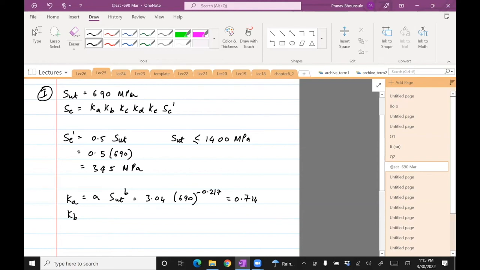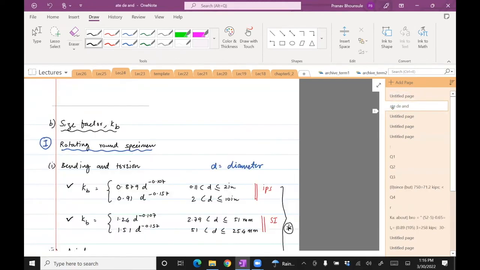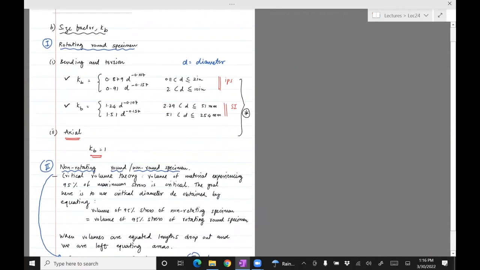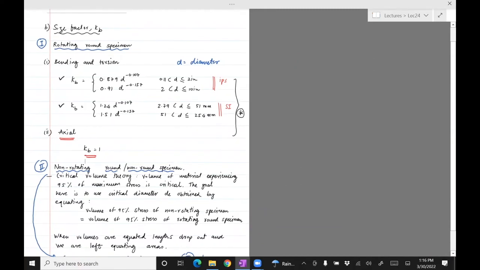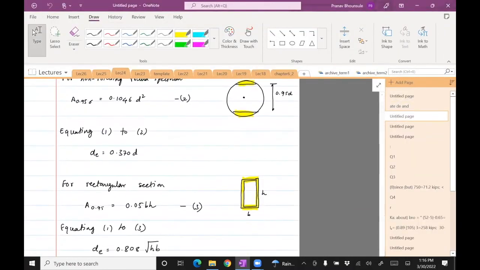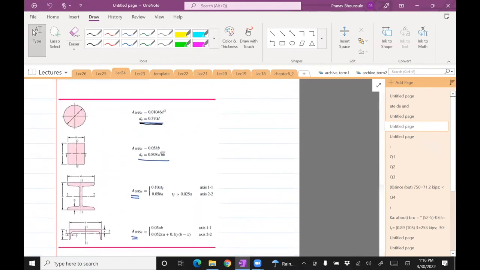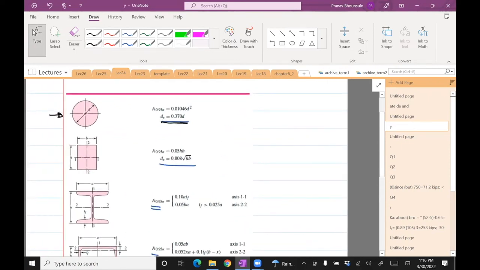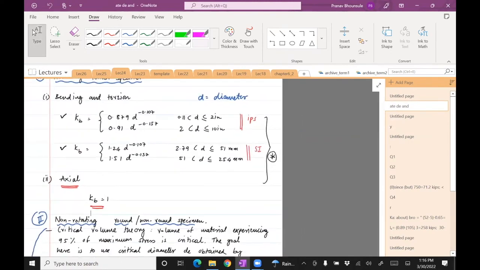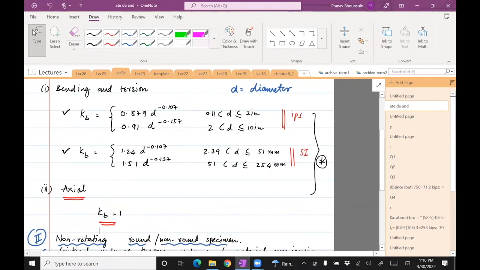Okay, KB. It's a size factor. So there are two cases. There's one for rotating and there's one for non-rotating. And I remember this was non-rotating. For non-rotating, there's a table. It's on the next page. Yeah, so this is a non-rotating specimen. So we need to use the adjusted diameter DE, which is 0.370 D. Once we have DE, we need to use DE in these equations to compute KB.